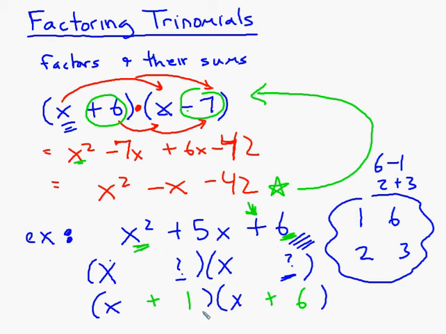Now I want to check the middle. The middle's what gets us. 1 times x is x. And what's x times 6? 6x. If I combine those, what do I get?